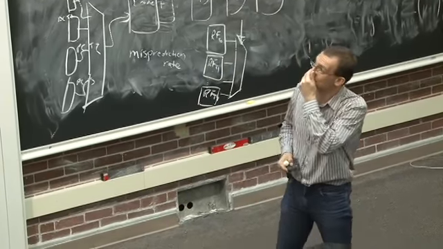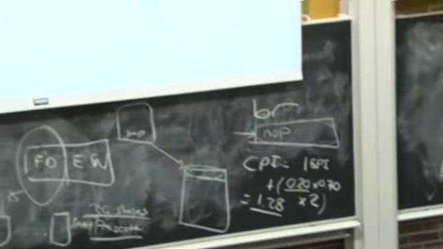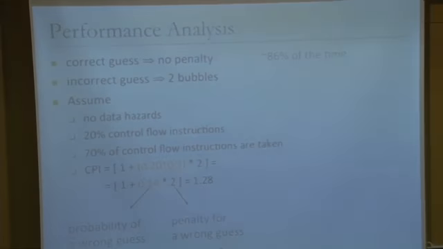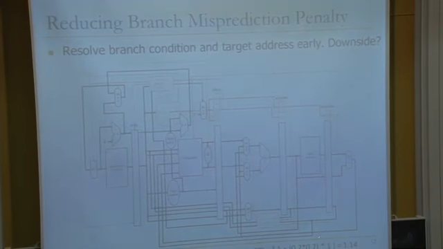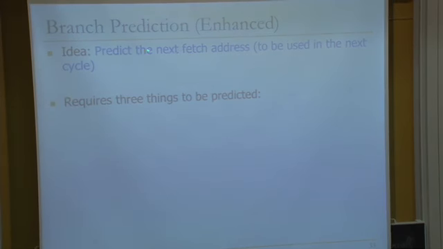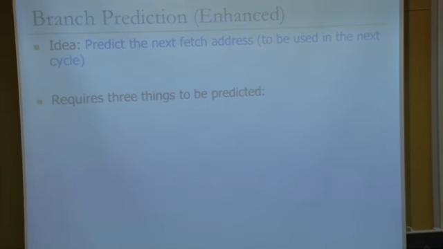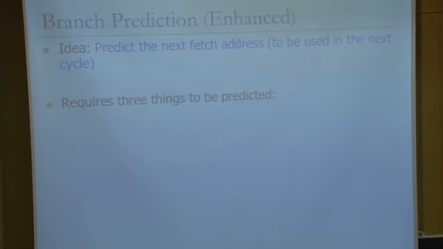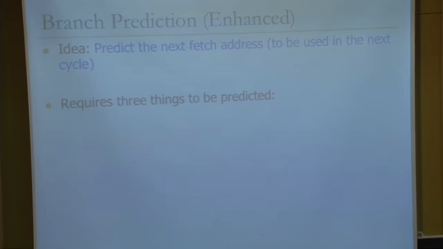So, enhanced branch prediction. This was a simple branch prediction. We're predicting PC plus 4, but we want to do better without increasing our critical path, hopefully. Basically, we want to predict the next fetch address to be used in the next cycle. This really requires three things to be predicted, right?